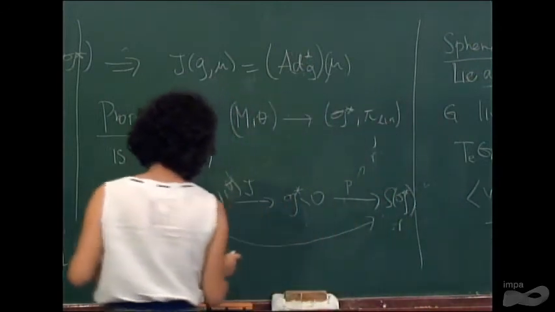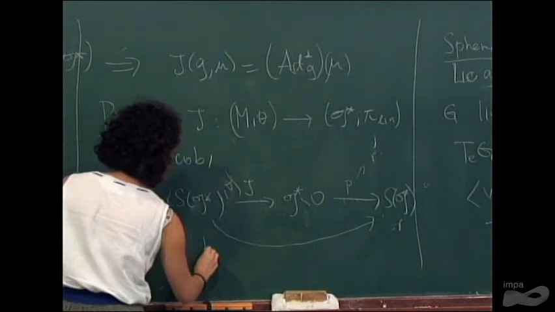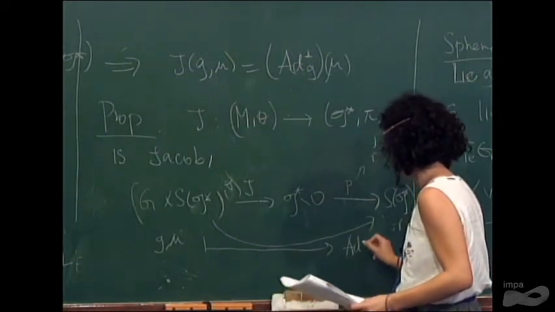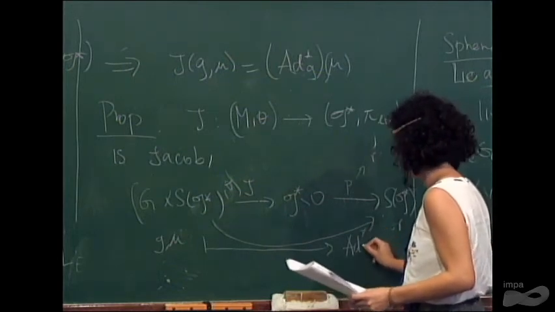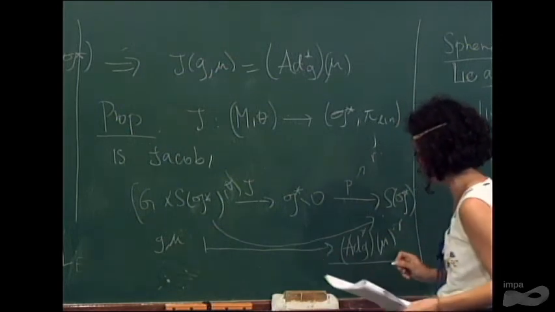So let's see what this map is. This map sends g times mu to the coadjoint of g applied to mu divided by the norm.